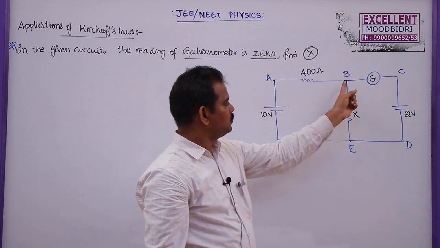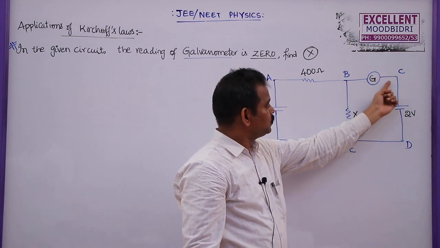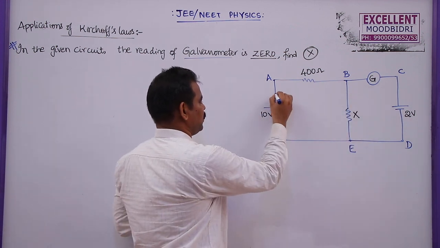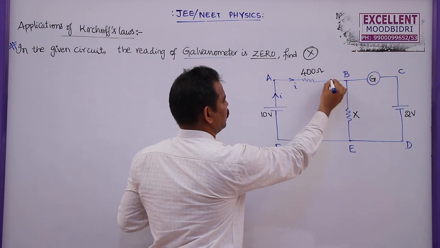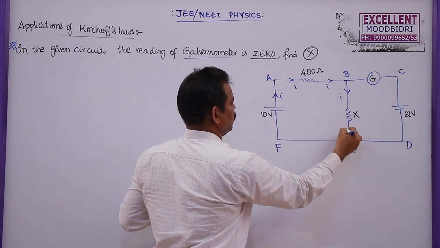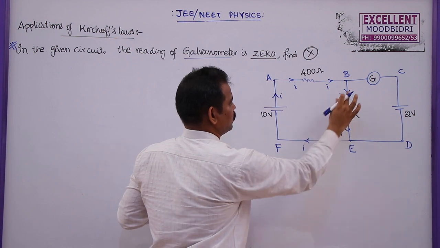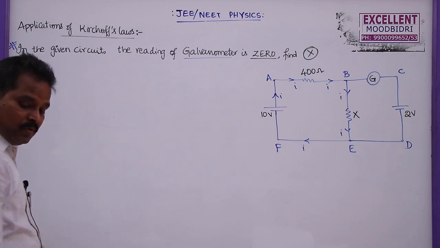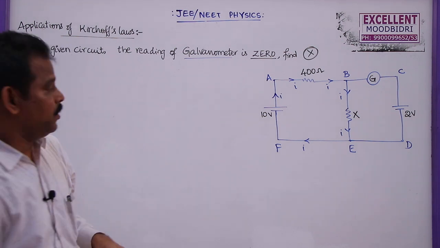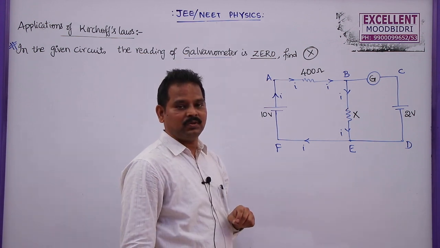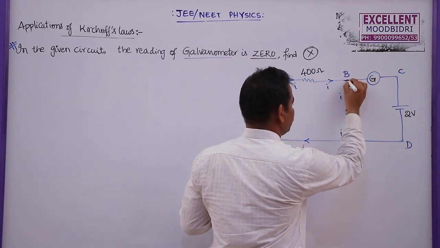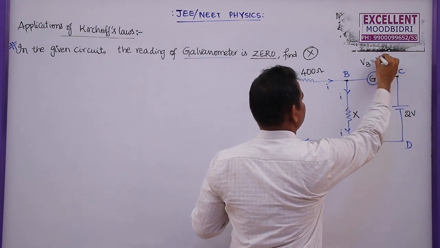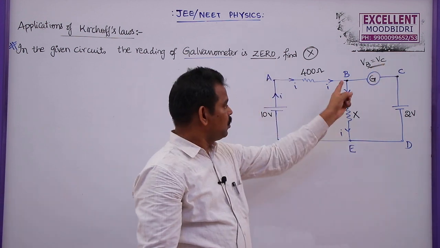That means no current is flowing between B and C. When no current is flowing here, there is no current in this path also. So whatever current is coming from the battery passes through this one and through this one only and comes back to the battery. No current is flowing in this one. We know that the current through a branch will become 0 only if the potential difference between B and C is equal. So if the potential here is something, the potential there should be the same. If VB is equal to VC, then no current will flow here.